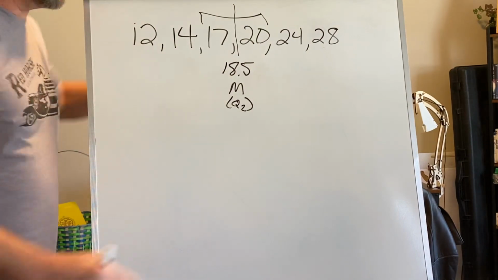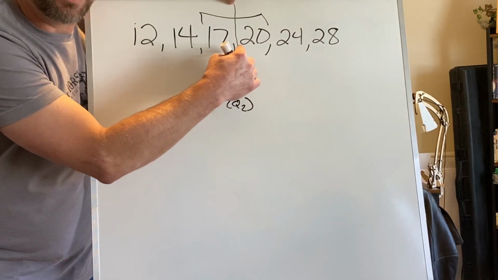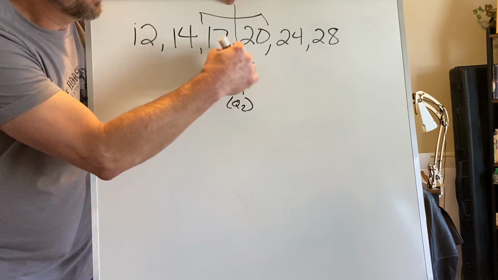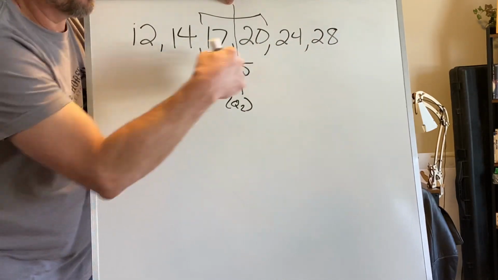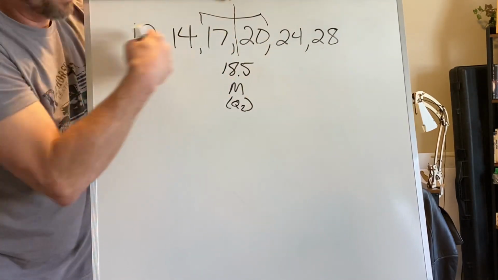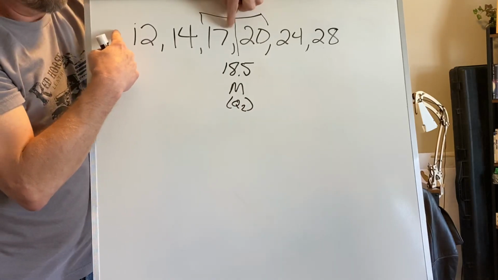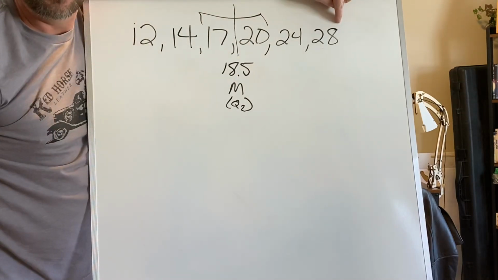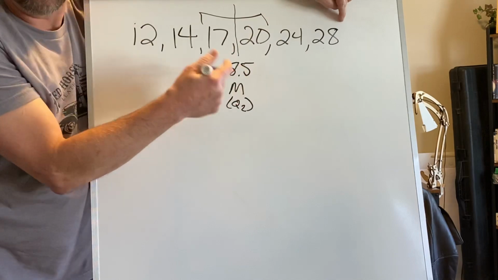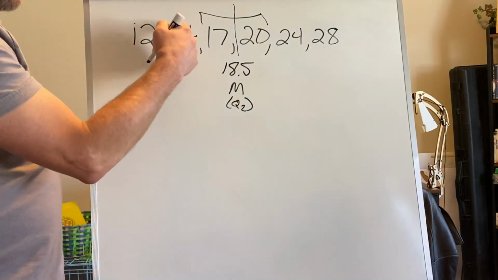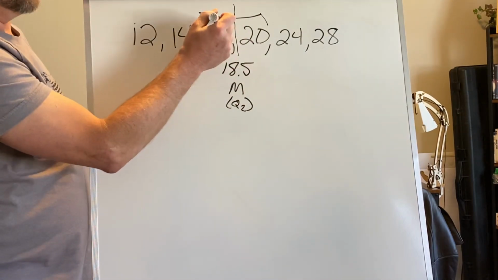Now here's the trick. I didn't have a center number, a middle number. So when I find the median of the first half and second half, we use all the numbers. So these three are our first half, these three are our second half, right? So we use them all. We don't leave any out. So in the first half, right?